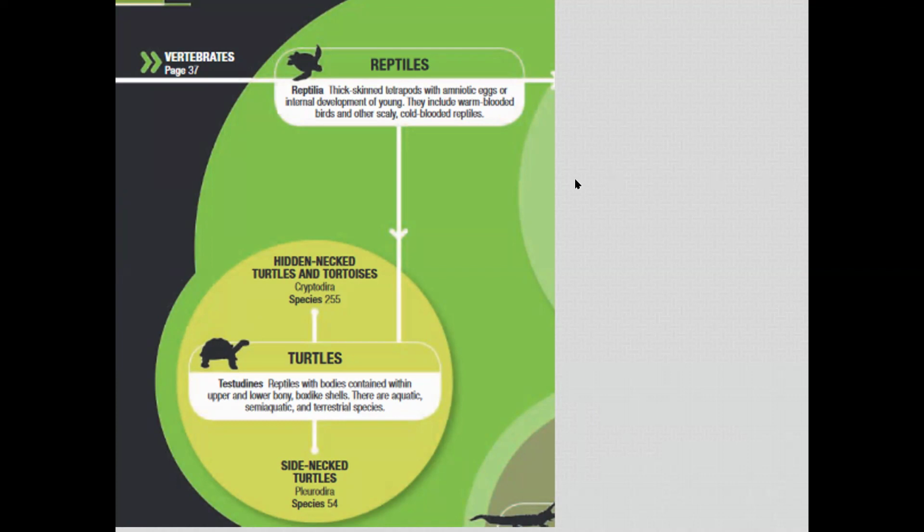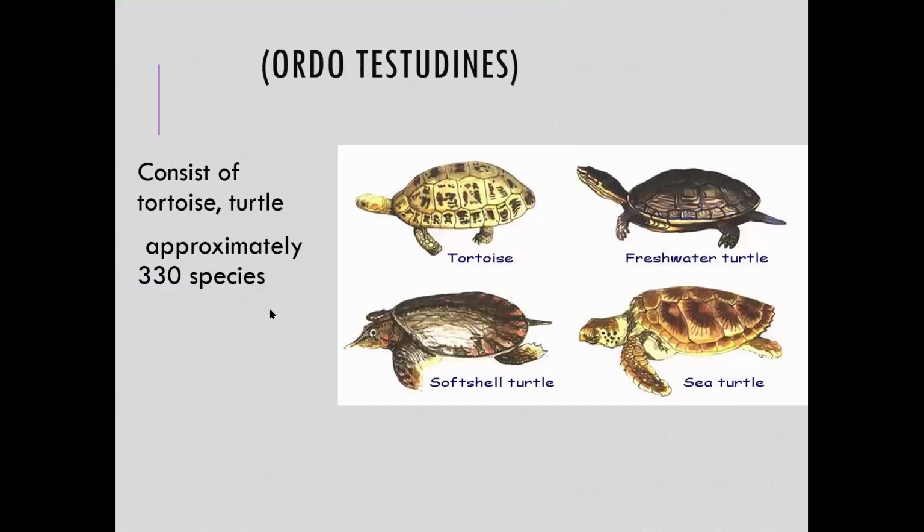Okay. There are two kinds of turtle. We divide them based on their anatomical structure. The first one is Cryptodira, the turtles that fold their neck ventrally, and then the side-neck turtles, which we call Pleurodira. In total, there are more than 300 species of turtle. This consists of tortoise and freshwater and seawater turtle, where freshwater turtles are semi-aquatic.